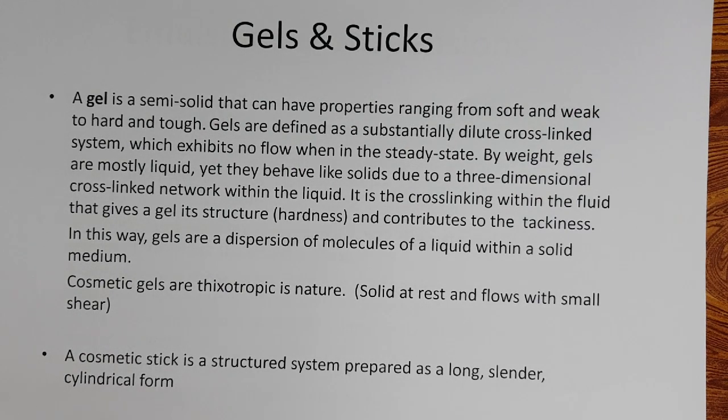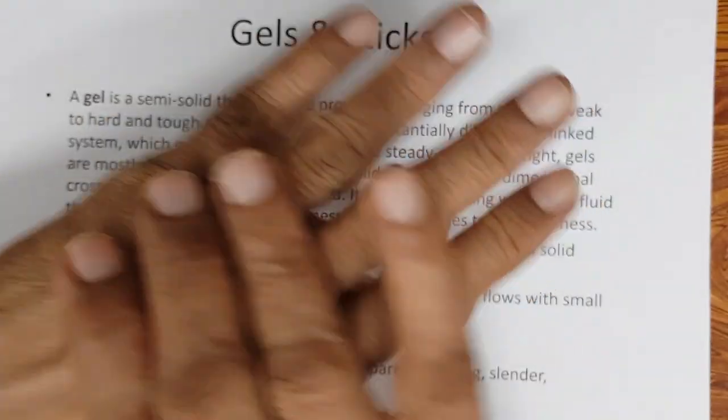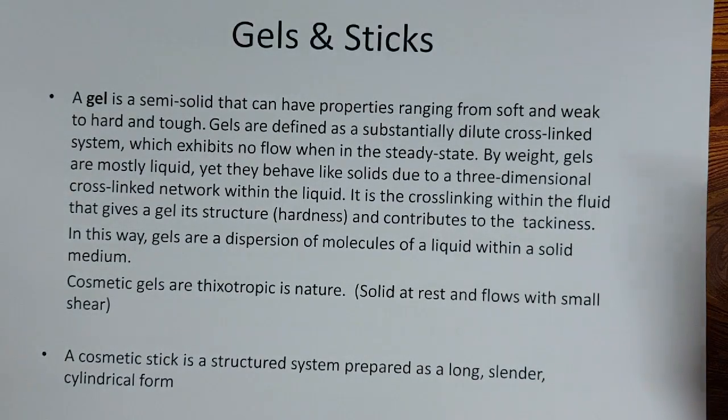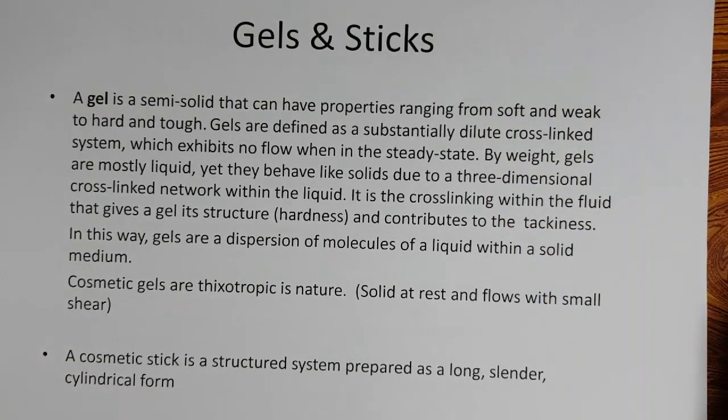Thixotropic is thick when at rest, but breaks with a small shear. Shear means what you apply on the skin, that is shear. When you apply like this, that is the shearing you are giving to the gel, right? So shear. Cosmetic gels are thixotropic. What are sticks?